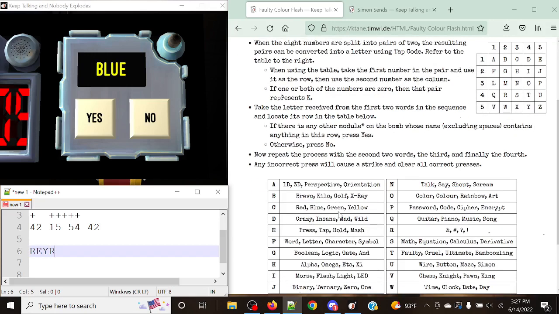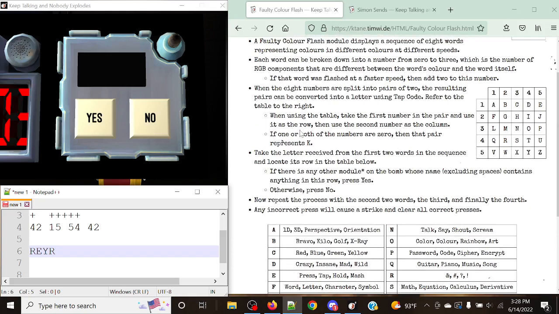Now, there's the possibility of there being duplicate letters. Now, one thing that's very important to note down for those of you who are not familiar with tap code is the first number of the pair is going to be the row, and the second is going to be the column.